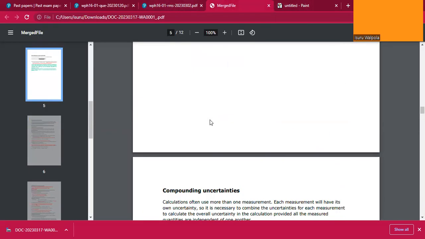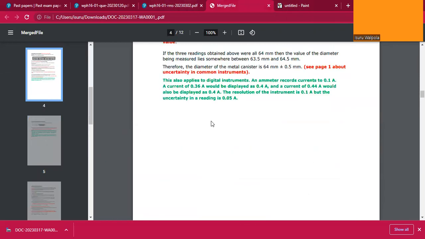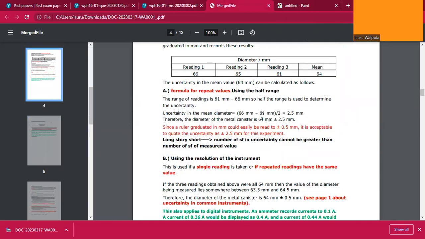Now, remember I asked you to make a correction over here. Number of significant figures in uncertainty cannot modify, cut this out, cut 'greater than' and put 'cannot modify the number of SF of the measured value', right? Oops, sorry.